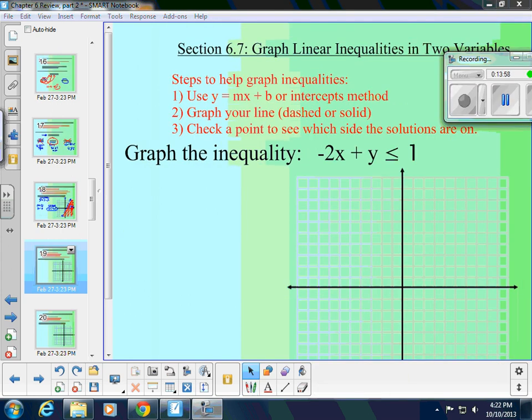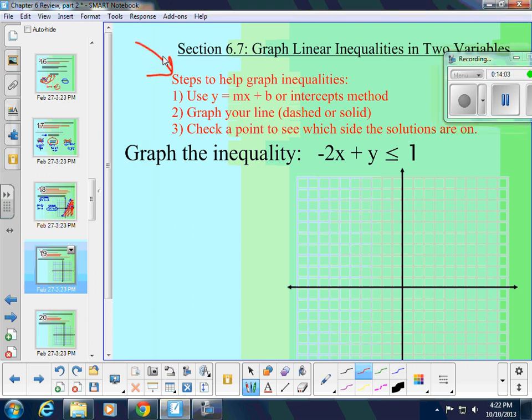One more set of bullet points here, or important notes I want you to copy down: if you're kind of a concrete person and you like some steady directions, like, okay, how do I do these problems? Well, here are the steps to help you graph an inequality. Here are the exact steps I would have you follow, and exactly what I'm going to do. So number 1, first you're going to graph the equation using either the slope-intercept form or the intercepts method, whatever one works better for that problem.